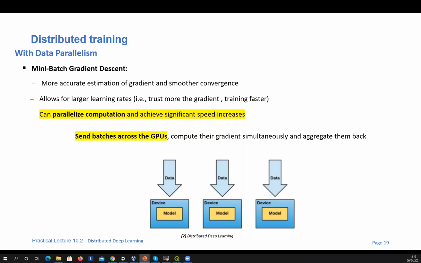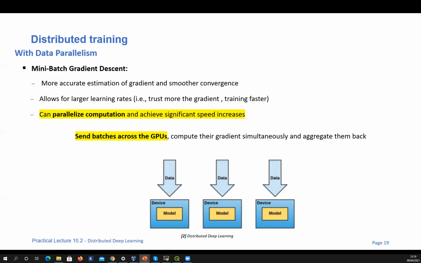So what you do is, given that you have multiple nodes, for example, with a GPU on each node, you copy the same model on each device, on each GPU, but you divide your data in chunks so that each model on each device will see a different subset of the entire training set.